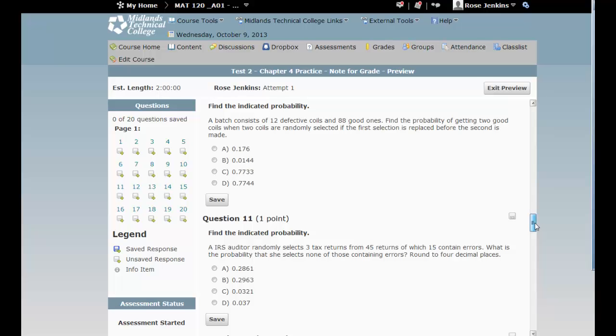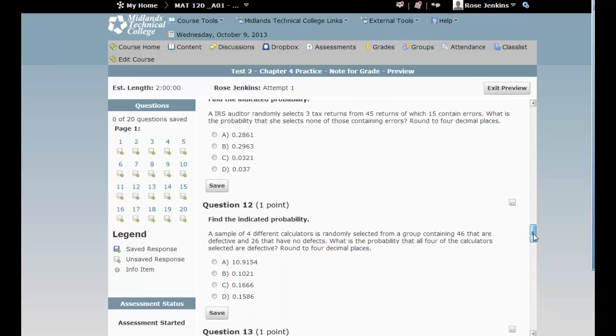All right, another problem. An IRS auditor randomly selects 3 tax returns from 45 returns, of which 15 contain errors. What is the probability that she selects none of those containing errors? I'm going to pause right here and let you think about this one on your own.